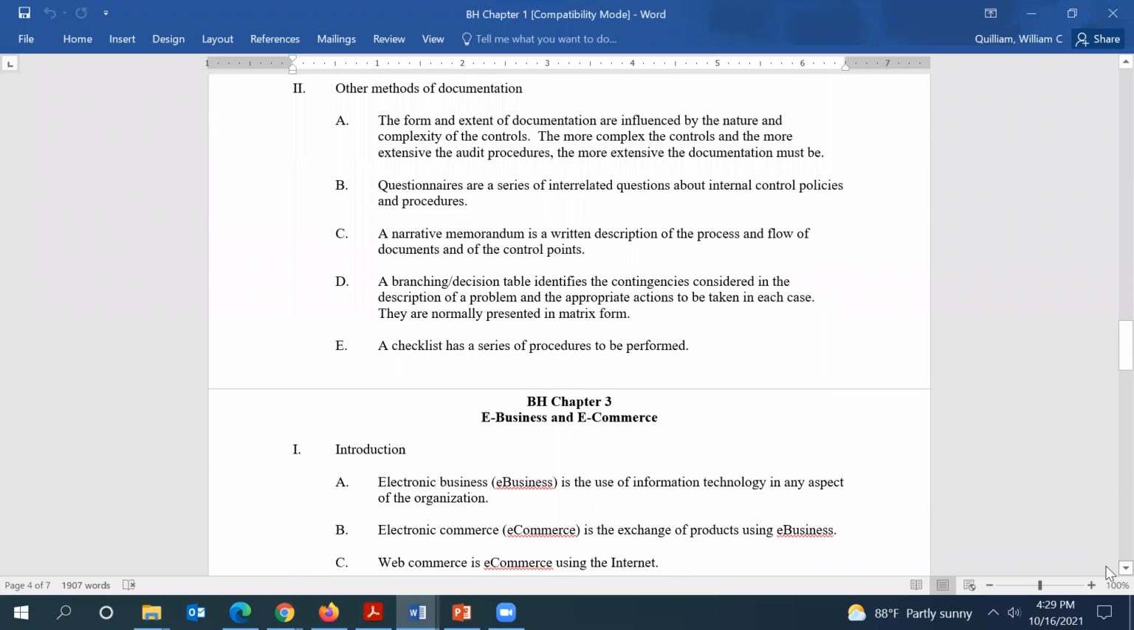Then other methods of documentation. Well, the form and extent of documentation are influenced by the nature and complexity of the controls. The more complex the controls and the more extensive the audit procedures, the more extensive the documentation must be. So a small company, not very extensive. As the company grows, more and more extensive.